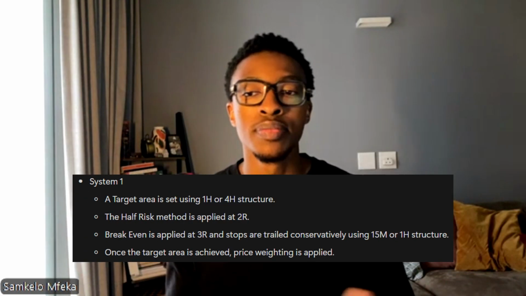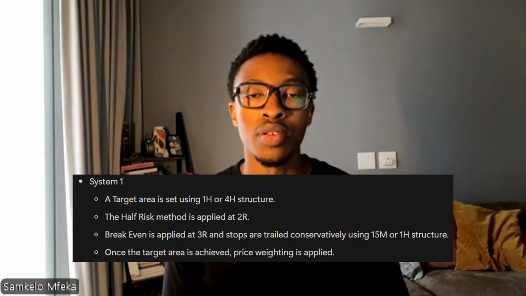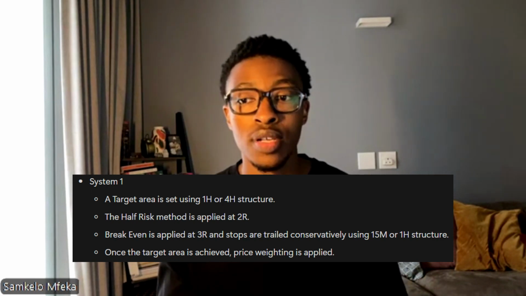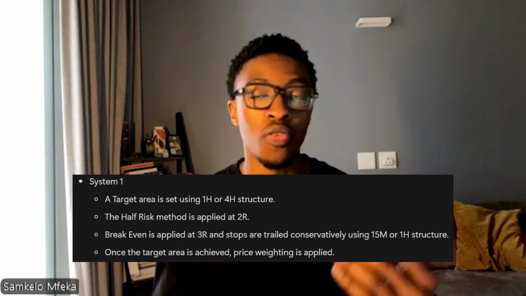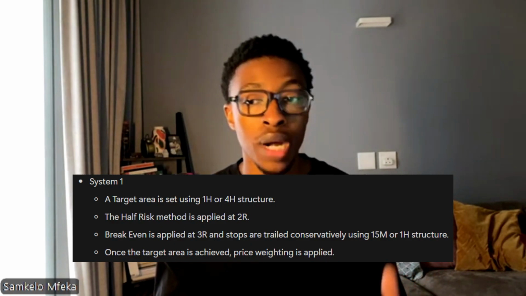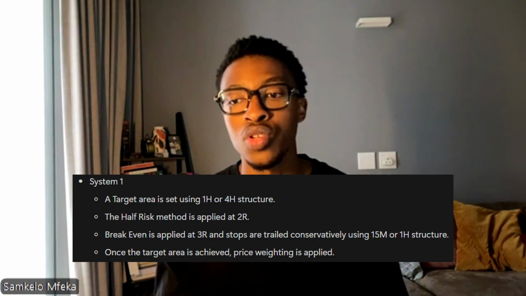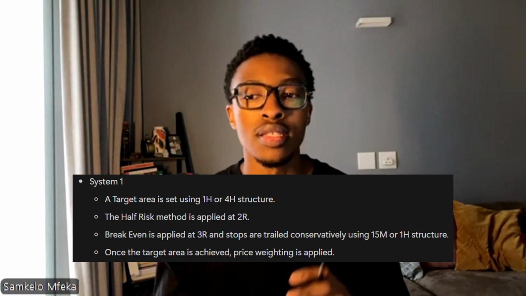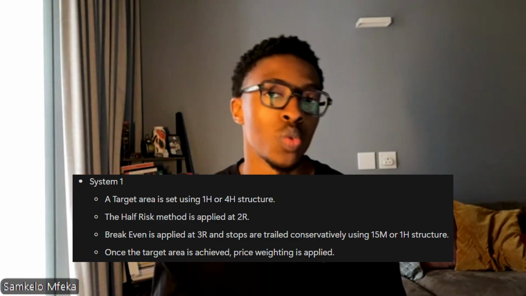But within the second, more advanced group, there's system 1, which sets the target area using 1 hour, 4 hour structure. And then the half risk method is applied at 2R. So you really let the trade run a bit before you reduce any risk. Break even is applied at 3R, and then you start to trail stops conservatively using the 15 minute or 1 hour structure. And then once the target area is achieved, price weighting is applied, which is basically very aggressively trailing your stops on the 15-minute. If you want to know more about that, check out Casper SMC. He's got a video on price weighting.